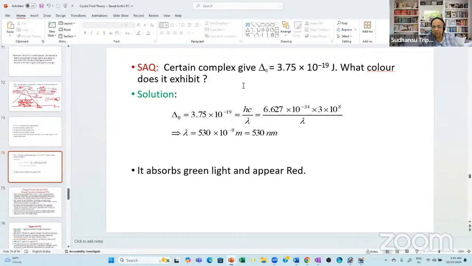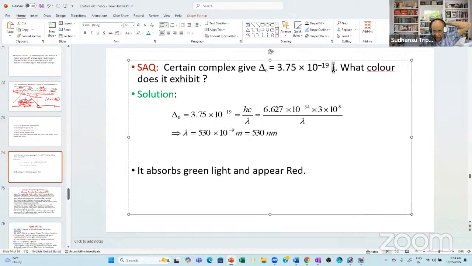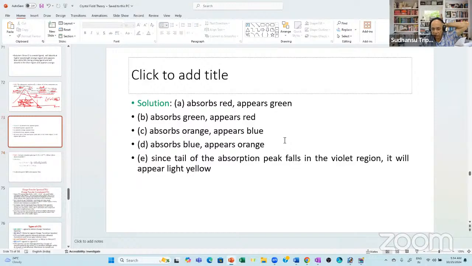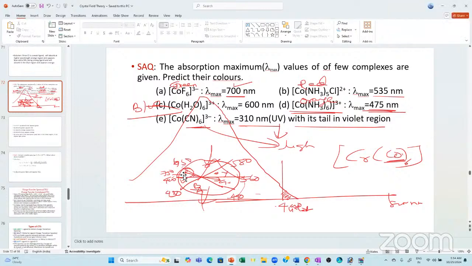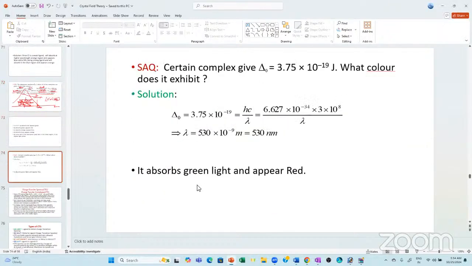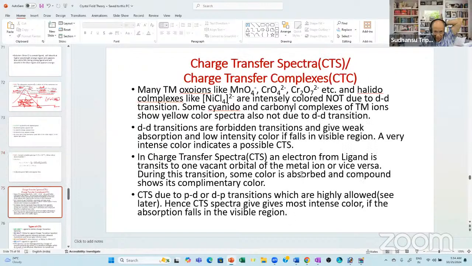Another question is there. A certain complex has a delta-o in the unit of joule. What color will it exhibit? You find lambda is this. Convert it to nanometer. This will come in meter, so convert with 10 to the power minus 9, make it meter. 530, and look to your color wheel. Always practice the color wheel. 530 falls in the green region. So what color will it exhibit? Red. So this will appear red. So you have to do all these things.